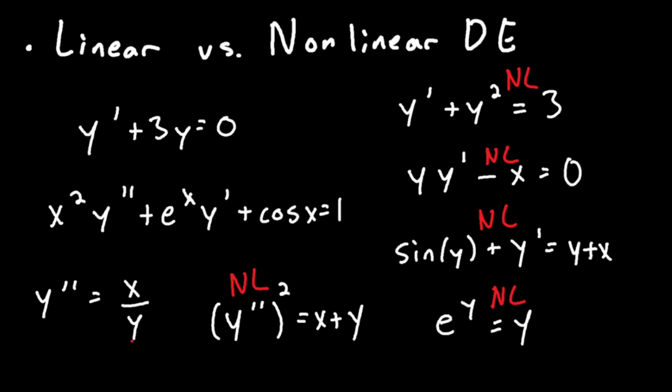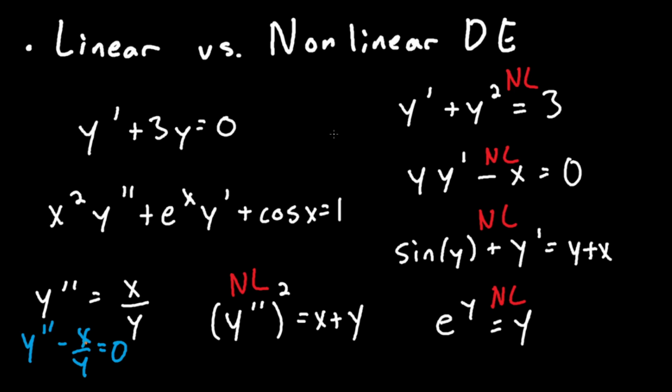All right, how about this right here? This is a little bit more subtle, but if I were to manipulate this to get y double prime minus x over y, all I did was subtract x over y onto both sides of the equation. We have y double prime minus x over y. Well, it's y to the power of 1.